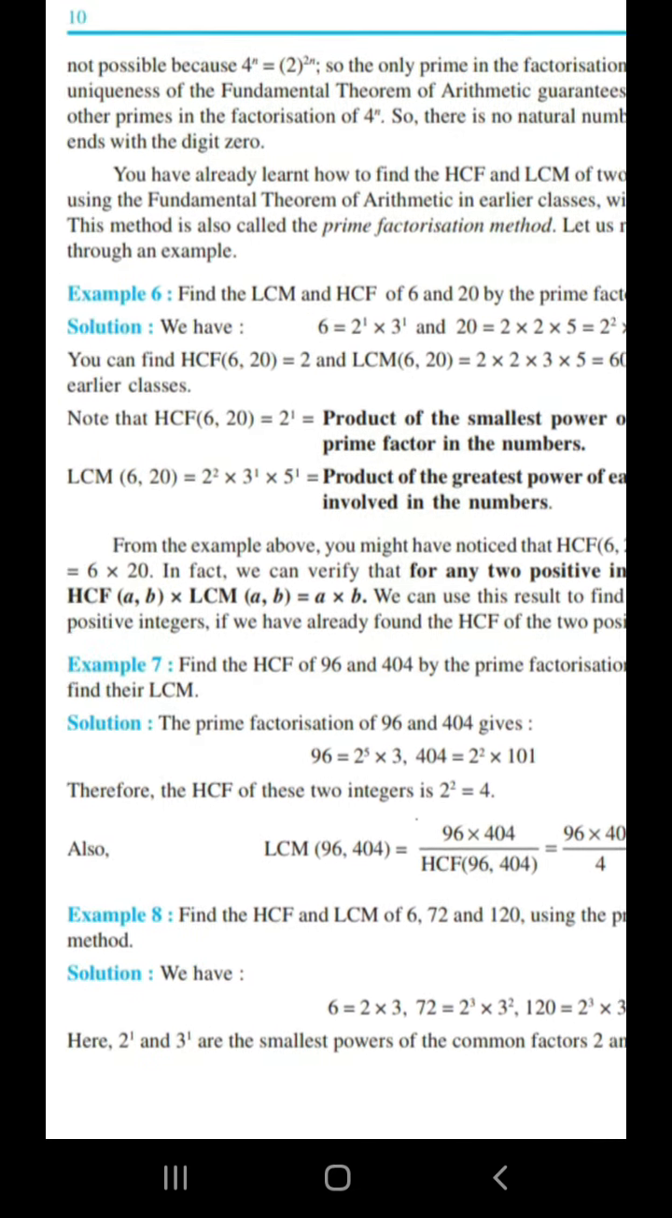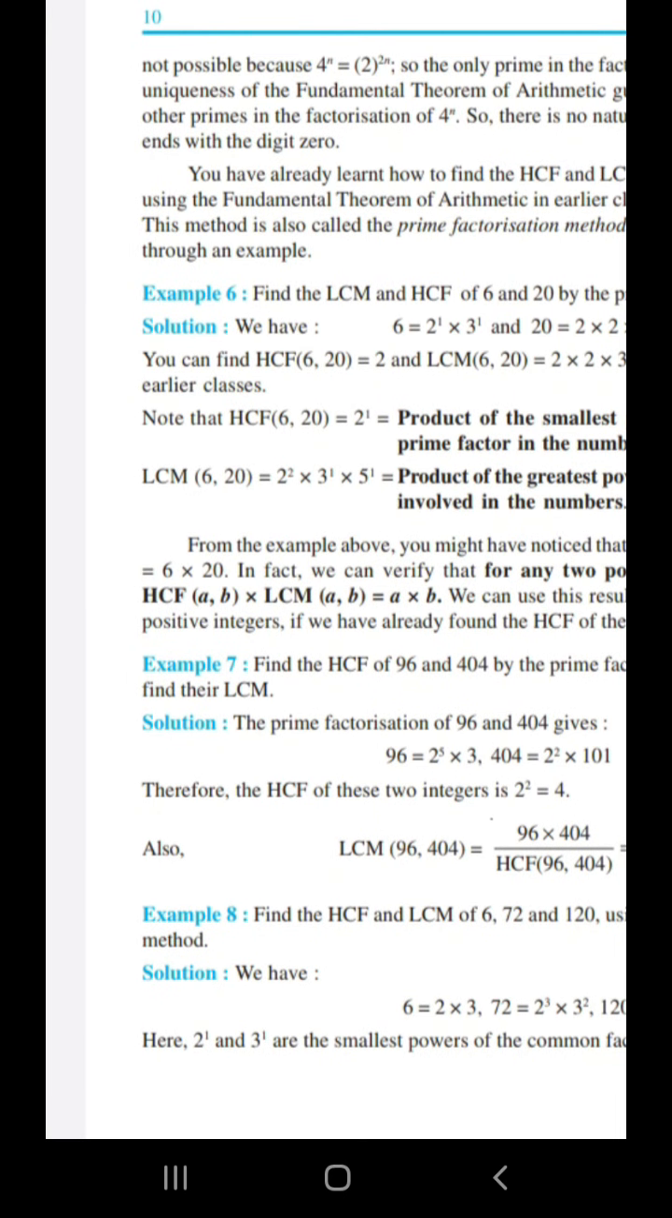What is that, dear children? HCF into LCM equal to product of two numbers. Listen, one important thing. This is applicable in the case of HCF and LCM of two numbers, not more than two numbers. Very important concept.